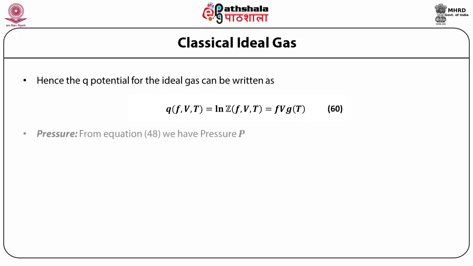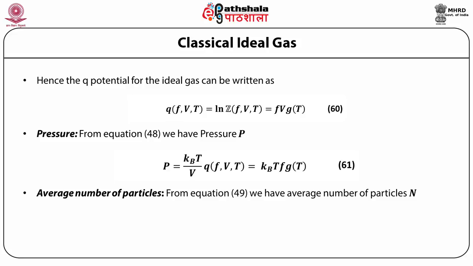Now we can also write pressure. From equation 48 we have pressure P equal to k_B T divided by volume multiplied by the Q potential, which is equal to k_B T times fugacity times a function of T. Also, the average number of particles can be obtained from equation 49. We have the average number of particles N equal to f times the partial derivative of Q with respect to f, which is equal to f times V multiplied by g(T).